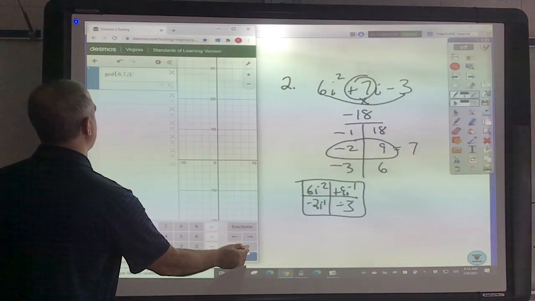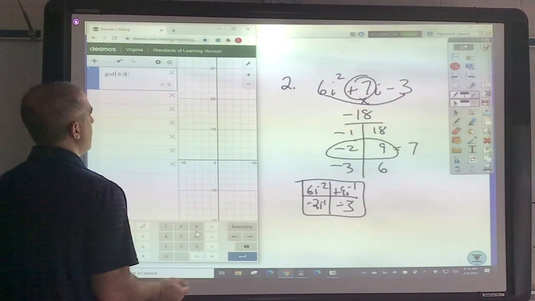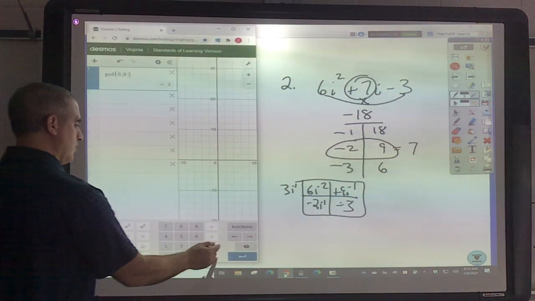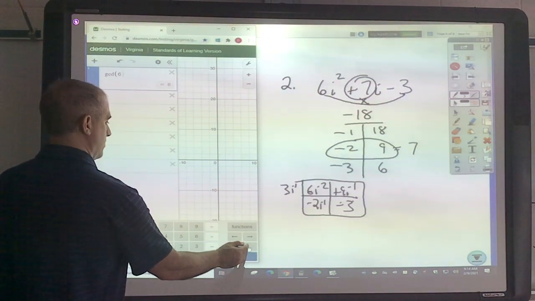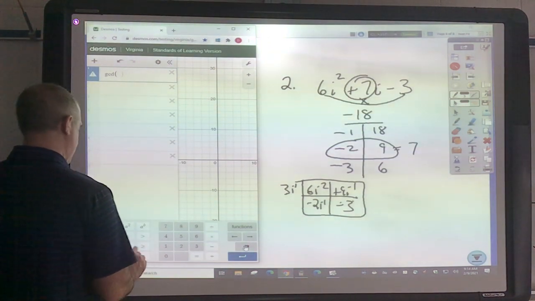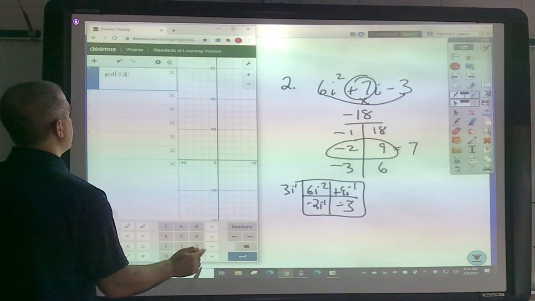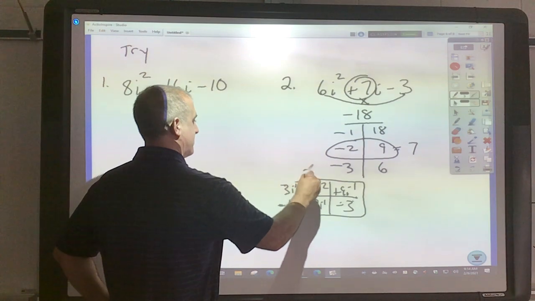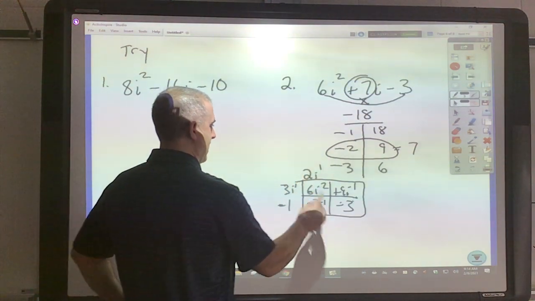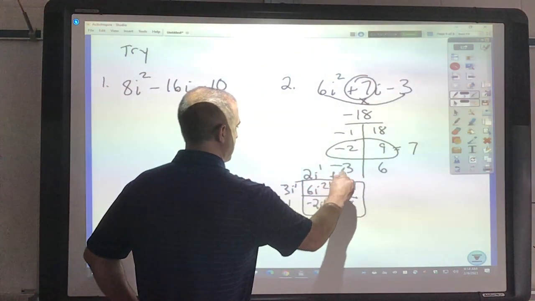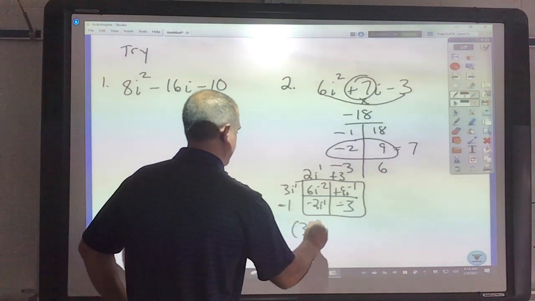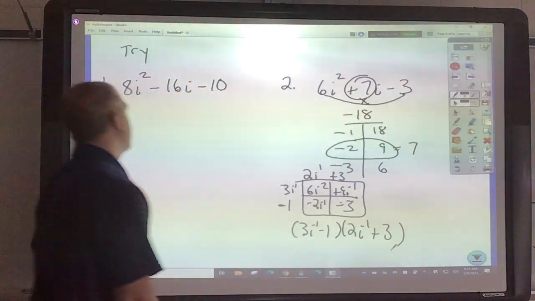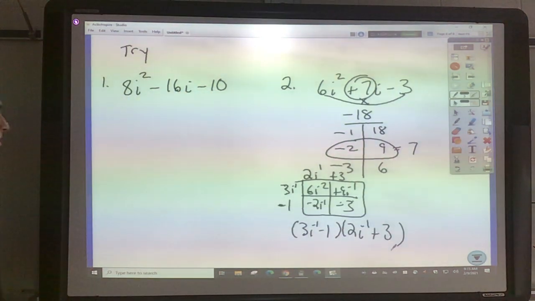GCFs going across. 6 comma 9 gives me 3i to the first. Negative 2 and 3 gives me 1 with a minus. 3 times what would give me 6? That would be 2i to the first because they both have i. 3 times what would give me 9? That would be 3, they don't have an i. So 3i to the first minus 1, 2i to the first plus 3.